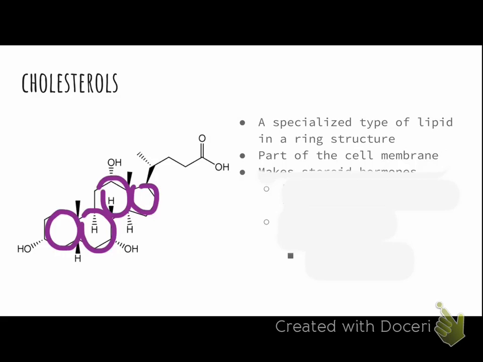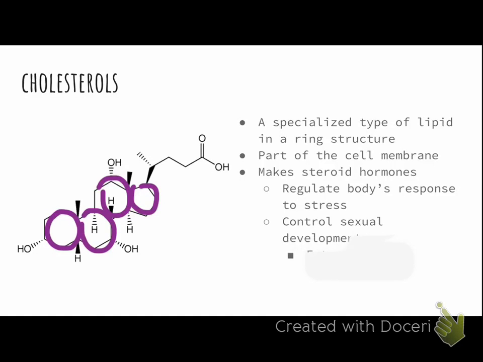So cholesterols are also found in the cell membrane. They're used for transmitting signals, and we'll talk more about that a little bit later. But they also make steroid hormones. These hormones could be used for regulating the response to stress in the body, and they're also used for sexual development. So things like estrogen and testosterone are examples of cholesterols that could be found in the body.